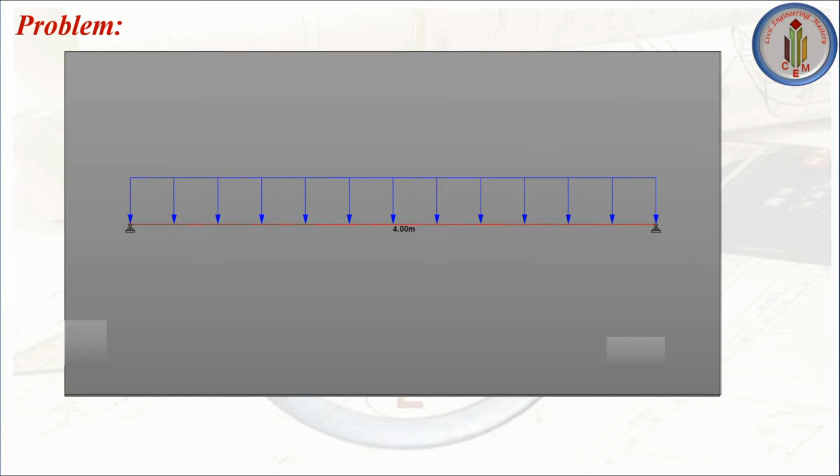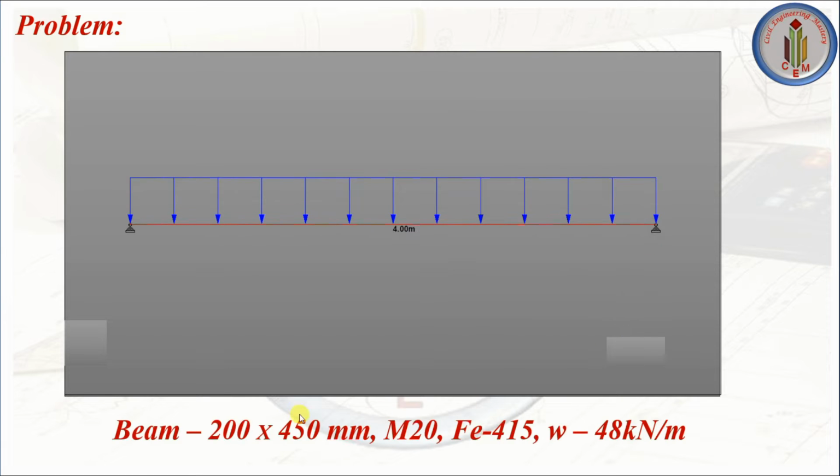Let's move on to the problem. I have taken a beam of 4 meter span. The beam size is 200 by 450 mm. The grade of concrete is M20, the grade of steel is 415, and the load which the beam has to carry is 48 kilonewton per meter. So this is the problem. Let's solve this one.